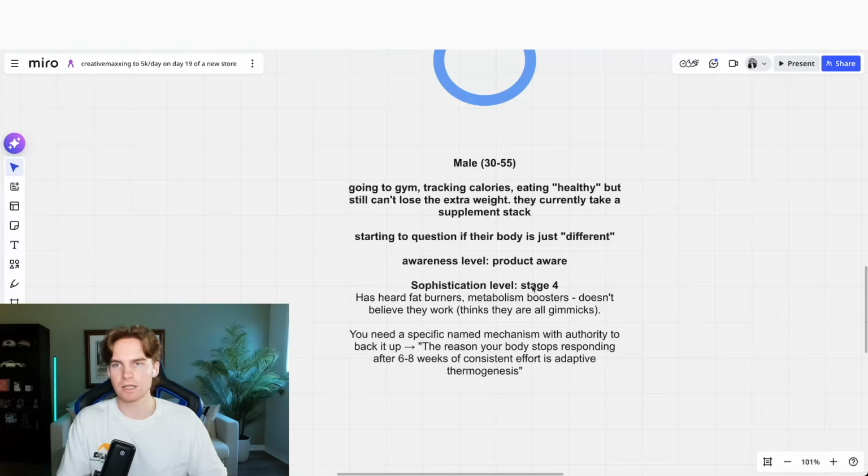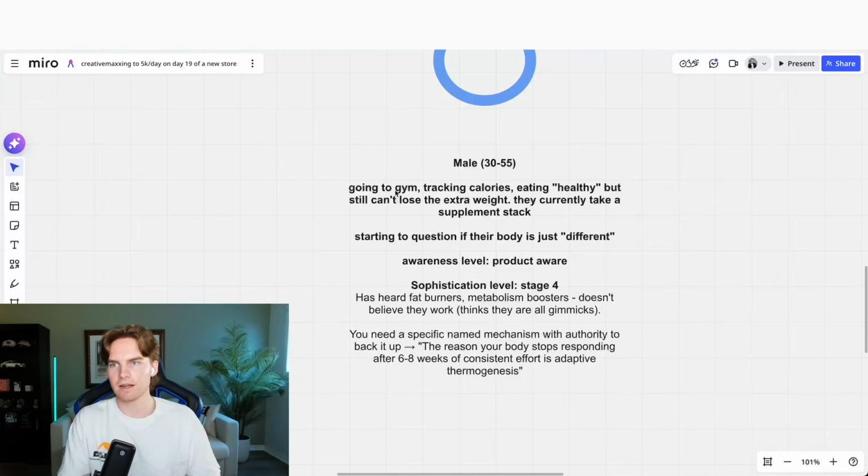What they're going to want to see is probably a video that is more educational, more study backed, more science backed. Maybe it's being delivered by a doctor that's breaking down studies, and they're going to want to see exactly why it is that they're going to the gym, tracking calories, eating healthy, but they still can't lose the extra weight. You're going to need to resonate on that exact point in your ads themselves. In your ad, reference that you might be going to the gym, you might be tracking calories, you might be eating healthy, but you still can't lose the extra weight.